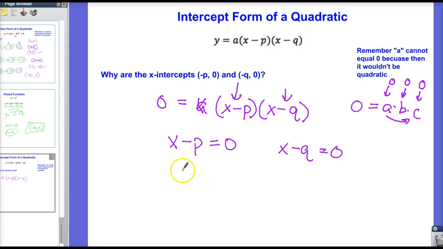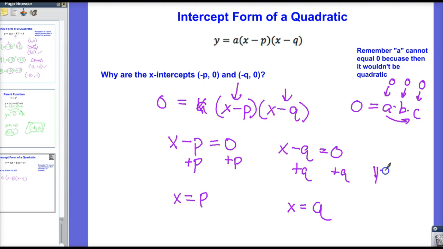So in this case, how do I solve for x? I can add p to both sides. x equals p. How do I solve for x here? I can add q to both sides. So x equals q. And there you go. It's really as easy as that.